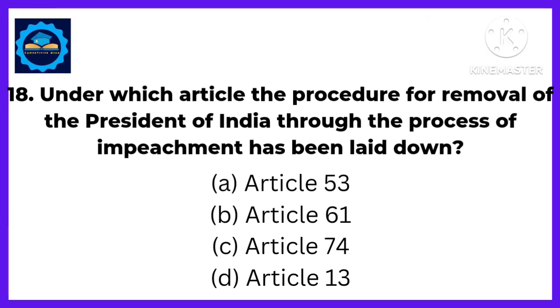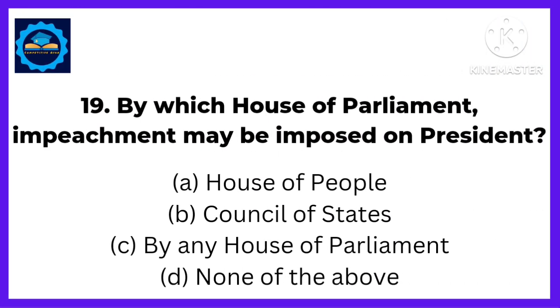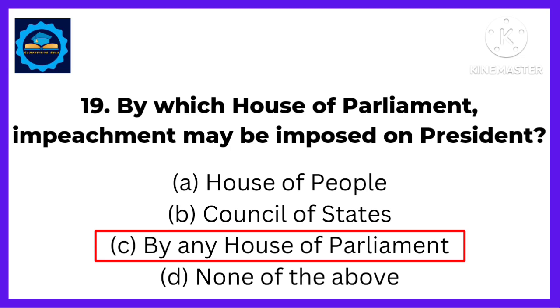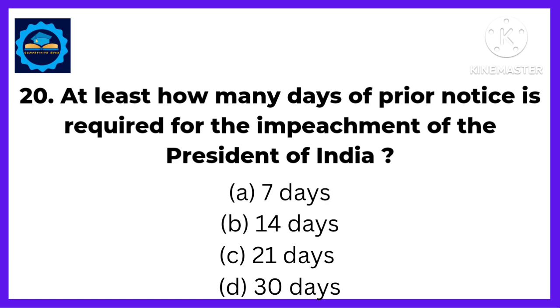Next, under which article has the procedure for removal of the President of India through impeachment been laid down? Answer. Under Article 61. Next, by which House of the Parliament may impeachment be initiated against the President? Answer. By any House of the Parliament. Next, at least how many days of prior notice is required for the impeachment of the President of India? Answer. 14 days.